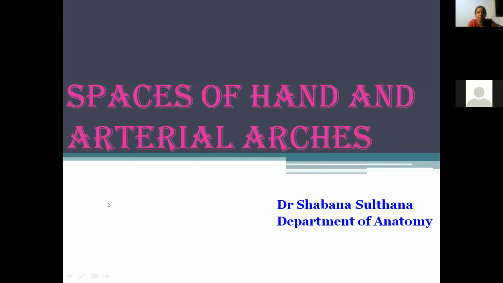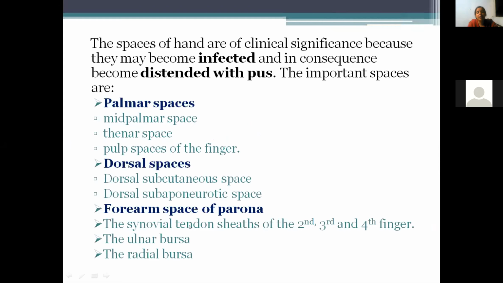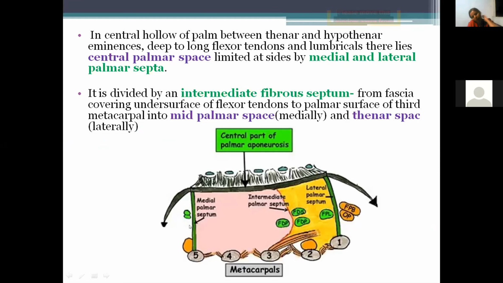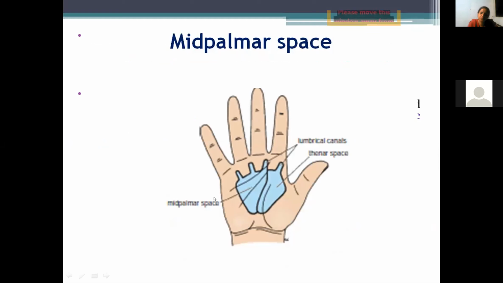Basically, we also have spaces of the hand, which can come as an essay question or as a short note. Now when you look at the palm, basically in the palm we have two spaces. What is this eminence you see towards the thumb? You call it the thenar eminence, and towards the little finger we call it the hypothenar eminence.